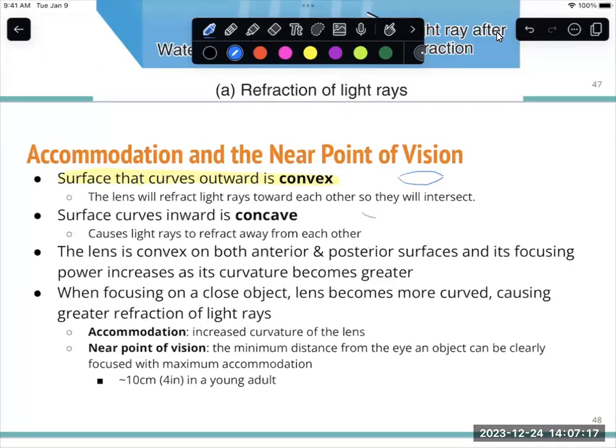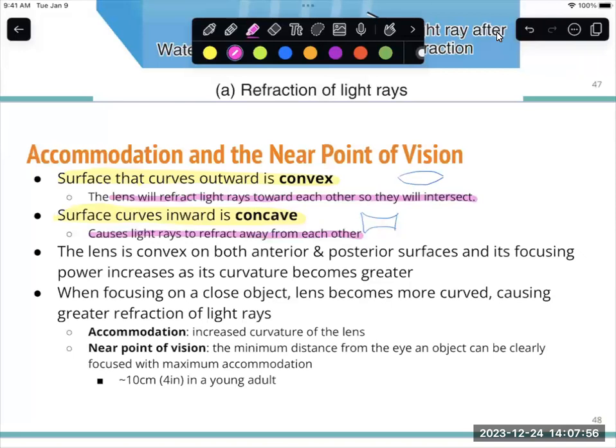Surfaces that are inward curved is known as concave. So when something is convex, that lens will refract light towards each other so they intersect. But if something is concave, light rays refract away from each other. So if the lens is convex on both sides, its focusing power is better.